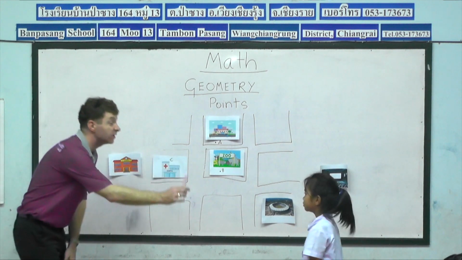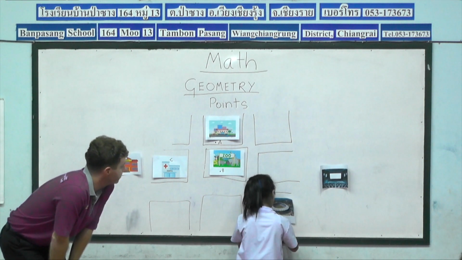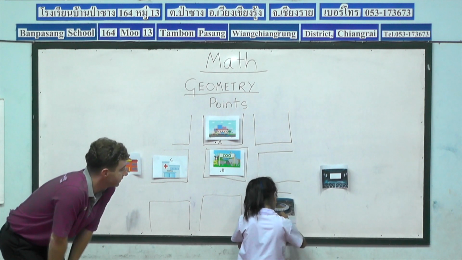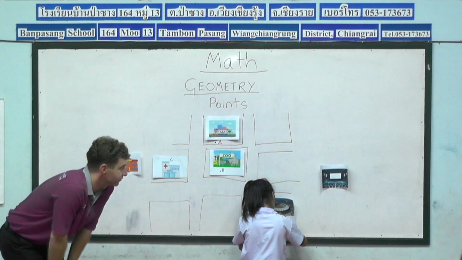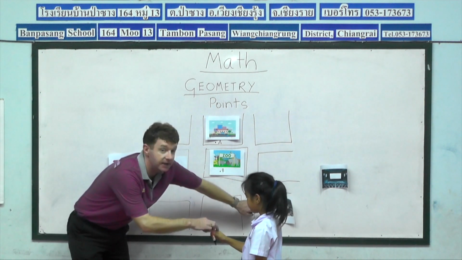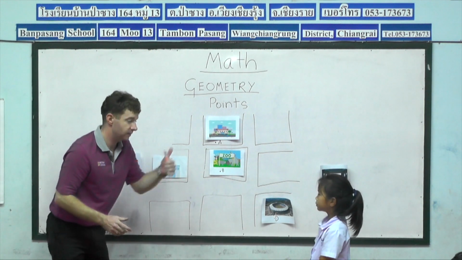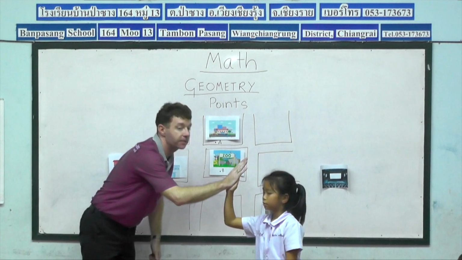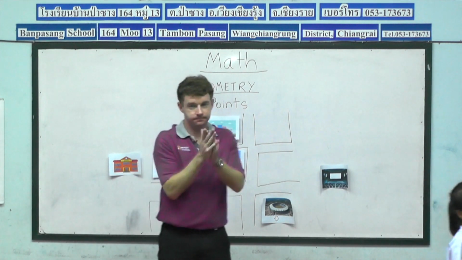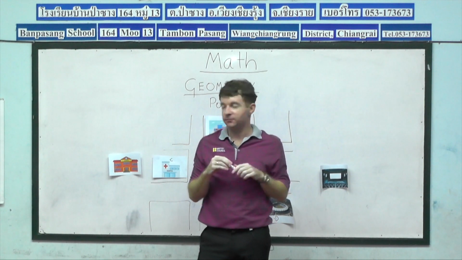So now, can you give our stadium the next point on our map? A, B, C, D. Yes, well done, Lakgao. So we can say stadium, point D. Prau, that was great. High five. Big round of applause for Prau. Two places left, so let's do them both.